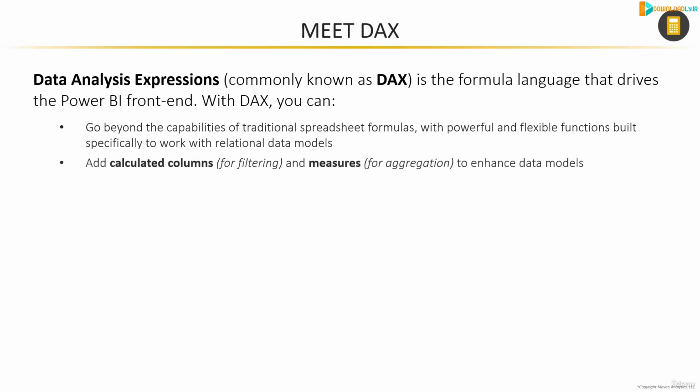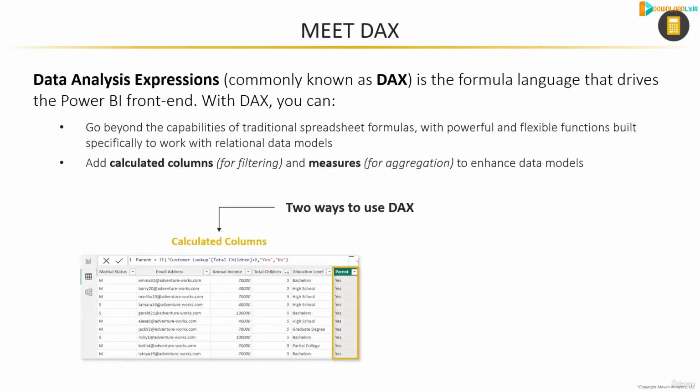So, to use these powerful and flexible functions, you'll need to either add calculated columns, which are used for filtering, or measures, which are used for aggregation, into your data model. Now, let's take a look at two key ways to use DAX. The first way is to create calculated columns, which are new columns of data that actually live inside your tables. So this is why calculated columns are used for filtering.